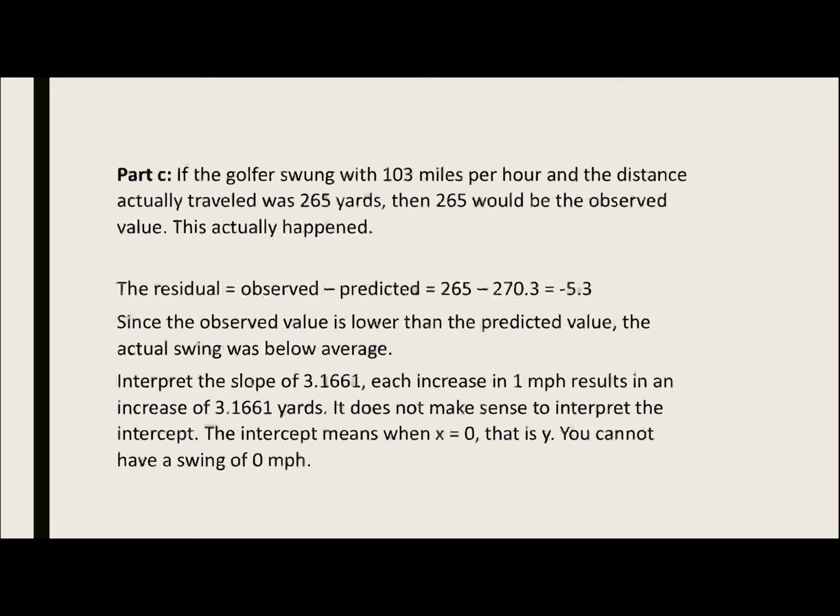Interpret the slope of 3.1661. Each increase of 1 mile per hour results in an increase of 3.1661 yards. It does not make sense to interpret the intercept. The intercept means when x equals 0, that is y. You cannot have a swing of 0 miles per hour because x is how many miles per hour the golf club swung.